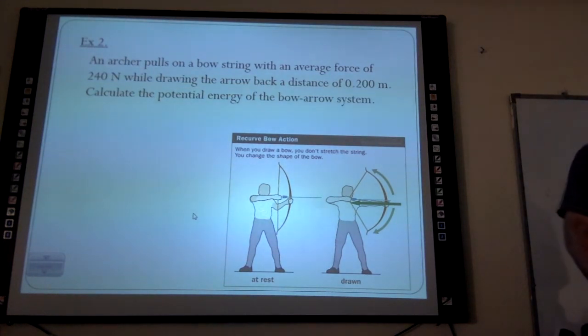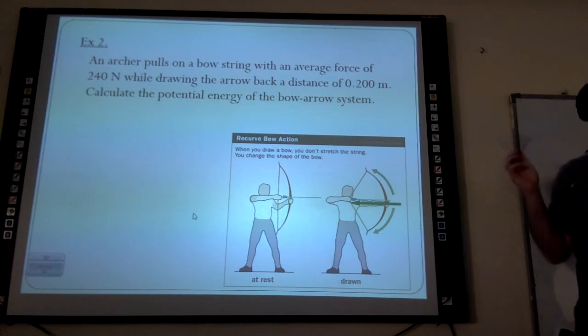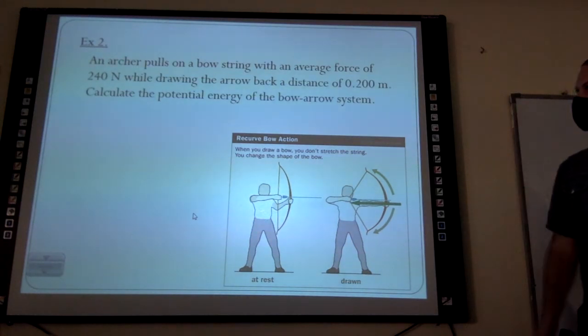So here we've got an archer pulling back on a bowstring. Have any of you ever shot a bow before? Just a few of you? Okay. I used to teach archery at a kids' camp over summer. That's why I'm asking.